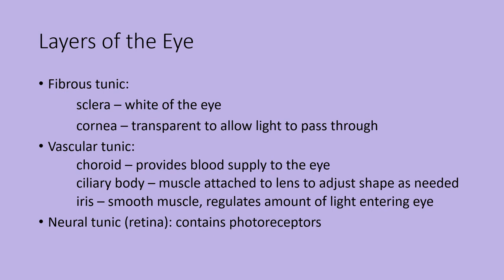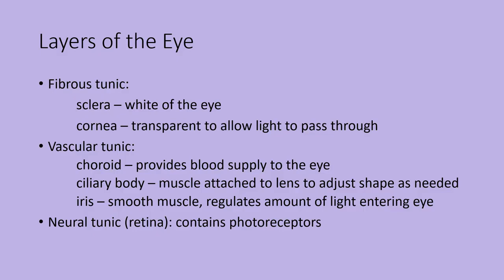The lens needs to change its shape to focus what you're looking at on the back of the eye. And depending on whether the object is close or far away, the lens has to adjust itself. So the ciliary body contains those muscles that attach to the lens so it can change shape so you can see clearly. And then it also includes the iris.